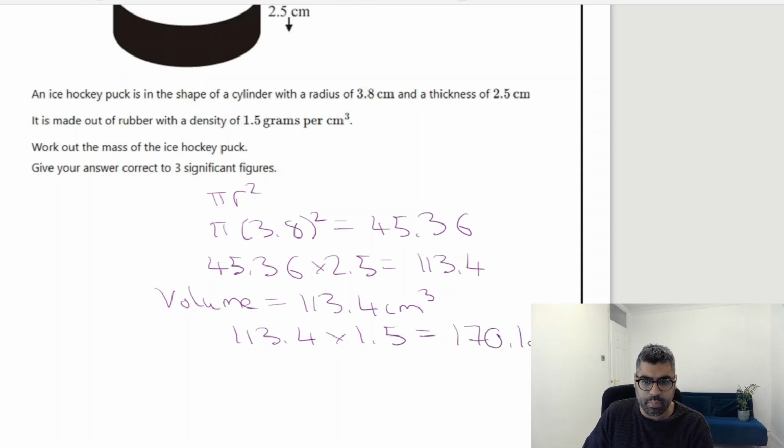170.1 grams. Okay, so we need to be very careful here, because we may think this is the final answer, but remember, it needs to be in 3 significant figures, and that's the way they're going to trip a lot of you up. So rounding this to 3 significant figures gives us simply 170 grams, and that is the final answer.